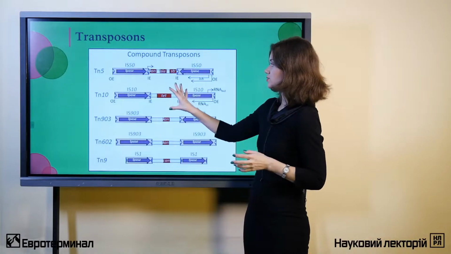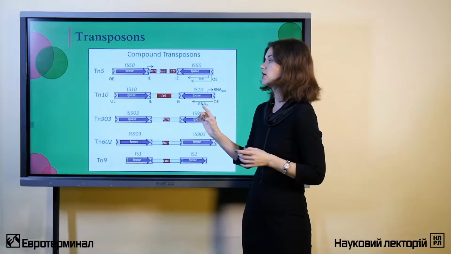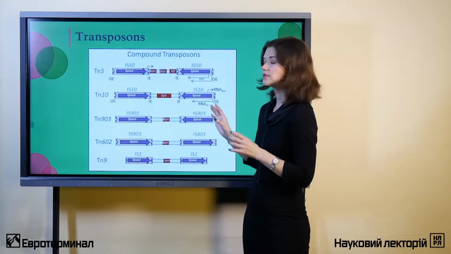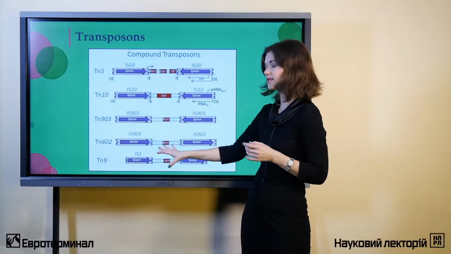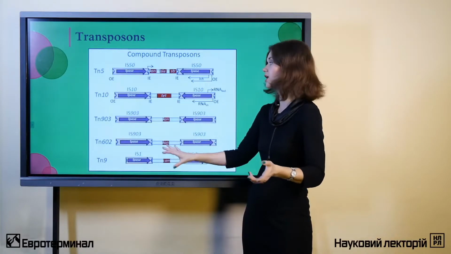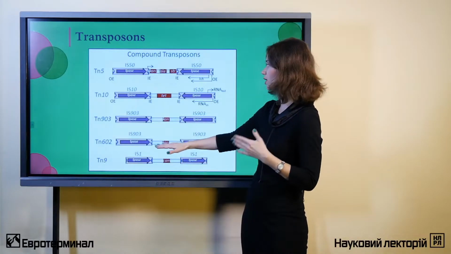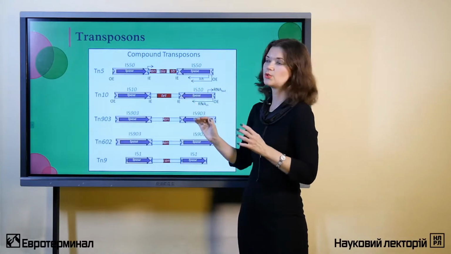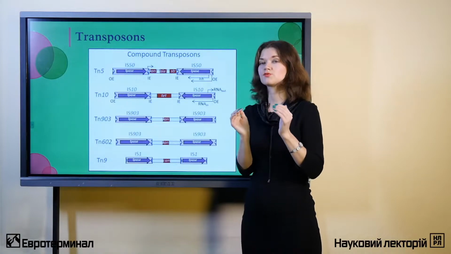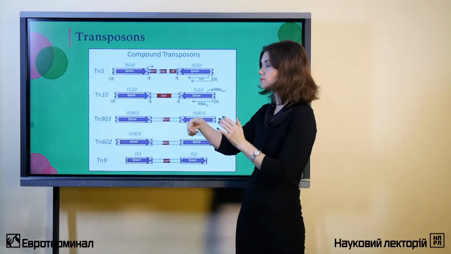So, transposons. Why are they called compound? Because transposons are not as selfish as IS elements. They also carry some genes that can be useful for the cell, for example antibiotic resistance genes. They can carry resistance to one antibiotic or several antibiotics. But anyway, if we talk about a cell that is resistant to an antibiotic, probably this resistance was brought by a transposon.